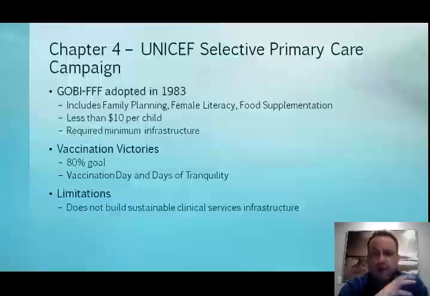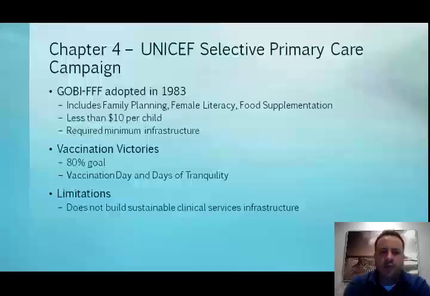So again, they're doing the most they can with limited resources, going with this GOBI FFF. We talked about GOBI a couple of slides back, but it also includes family planning, female literacy, and food supplementation, like vitamin A supplements. It cost less than $10 per child. It didn't require infrastructure. Some of the vaccines they were using didn't require cold chains. You didn't have to have refrigerators to keep the vaccine cold all the way along. They were shelf stable. So these things could be done basically by a well-trained person with minimal tools.